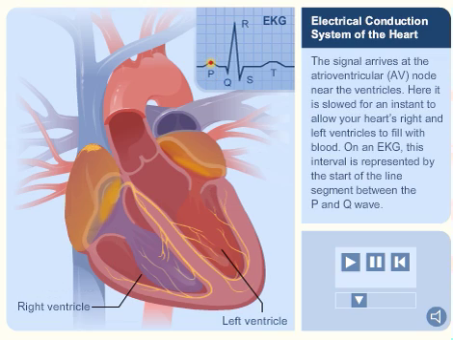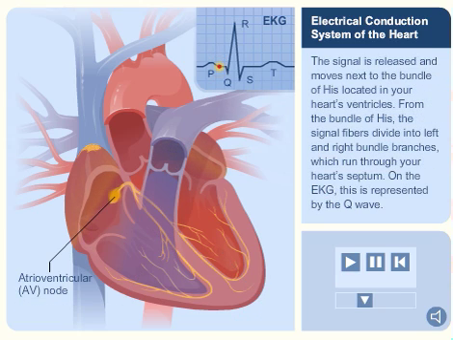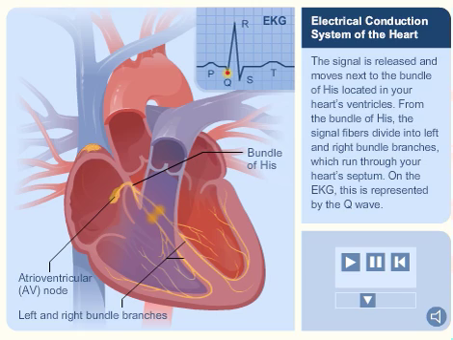The signal arrives at the atrioventricular or AV node near the ventricles. Here it is slowed for an instant to allow your heart's right and left ventricles to fill with blood. On an EKG, this interval is represented by the start of the line segment between the P and Q wave. The signal is released and moves next to the bundle of His located in your heart's ventricles. From the bundle of His, the signal fibers divide into left and right bundle branches which run through your heart's septum. On the EKG, this is represented by the Q wave.